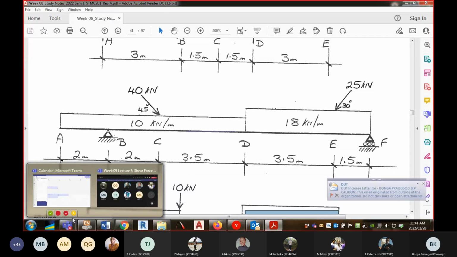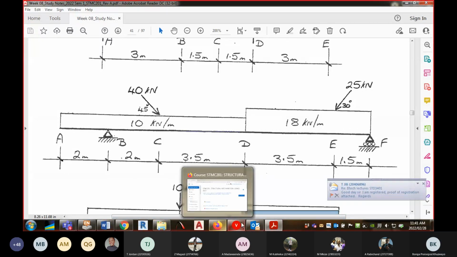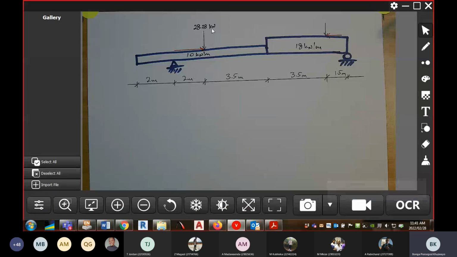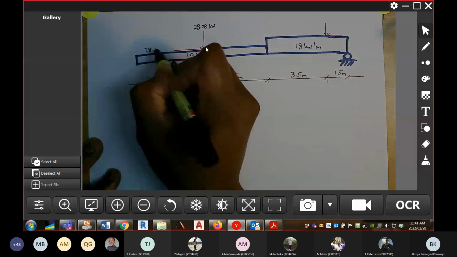Oh, it's 28.284. Okay, so you're saying 28.28 kilonewton. So it's 28.28 kilonewton. Okay, and then thank you very much. And then what is the horizontal component of that force? So what is 40 cos 45? Then you should get exactly the same thing. Okay.